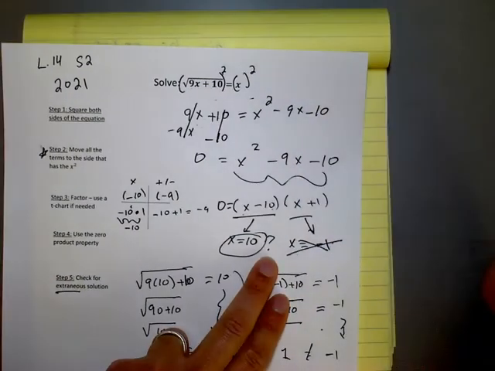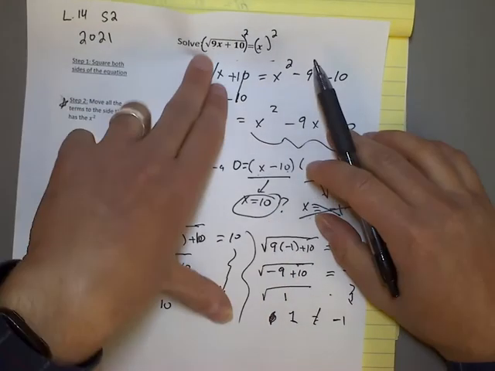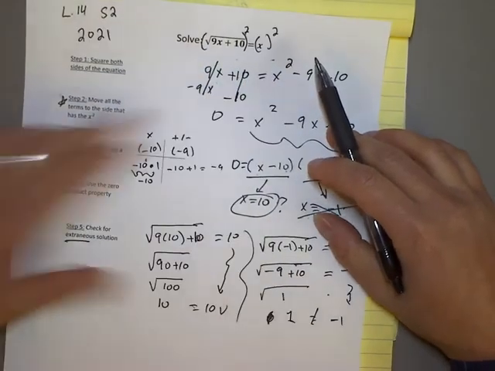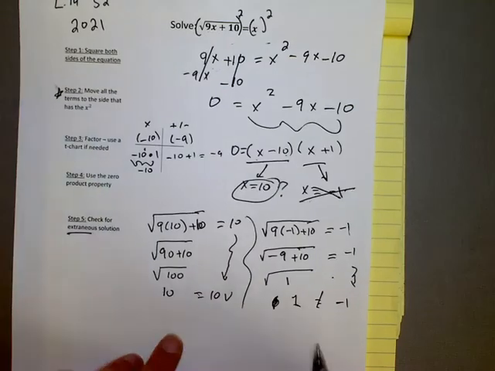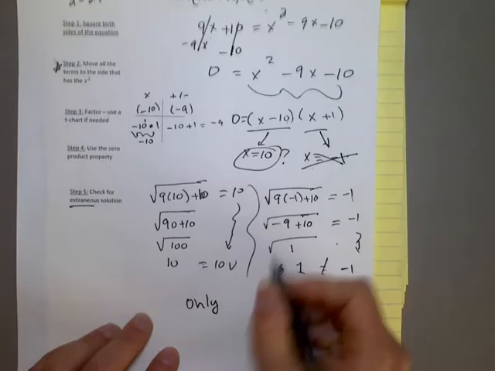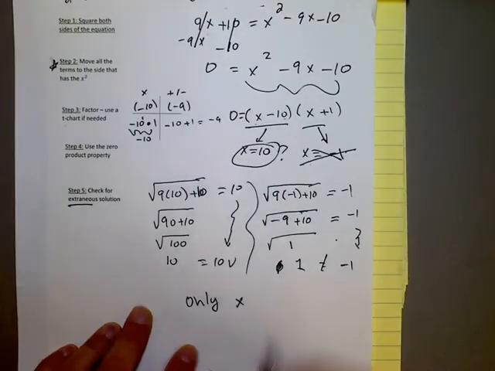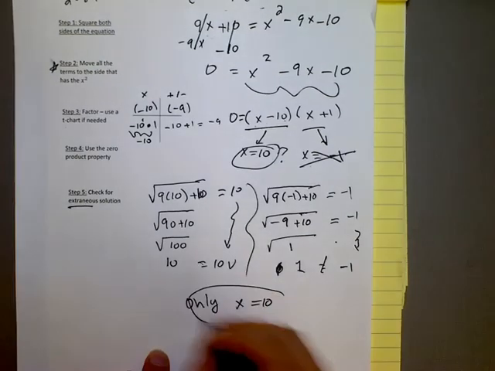You could also tell by graphing that the graphs of the square root of 9x plus 10 and x won't be crossing. So the only solution to this is x equal to 10.